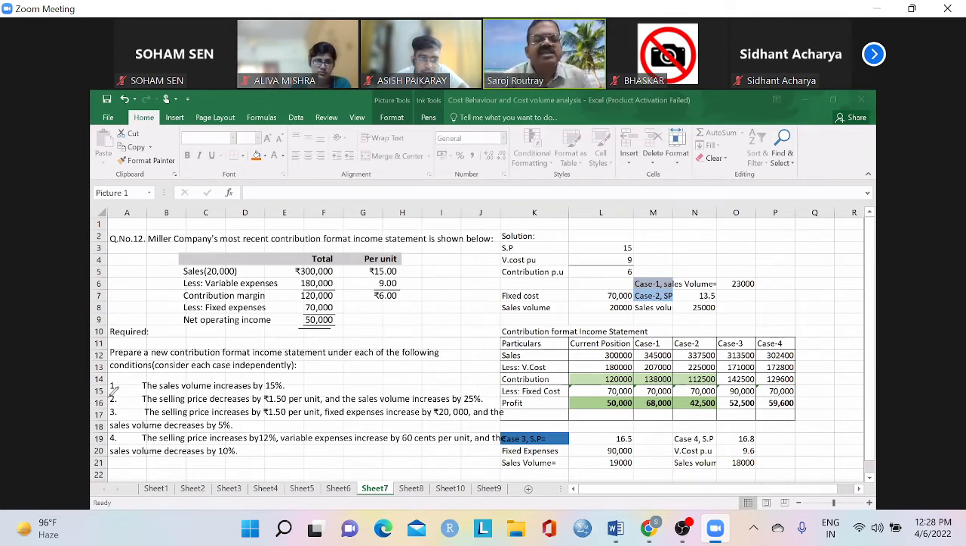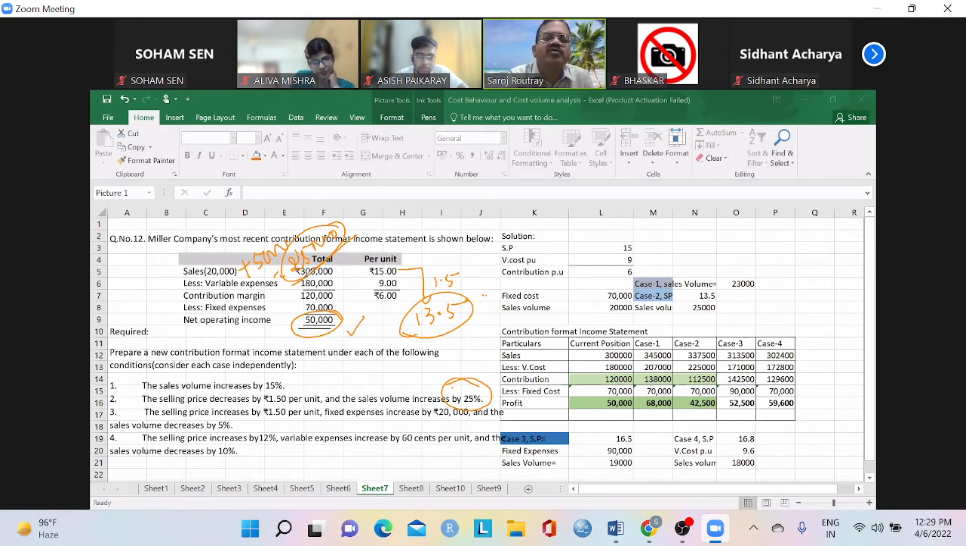Second case is saying that selling price decreases by 1.50. It is very obvious that if you decrease the selling price, your sales volume will increase, by 25%. So this 20,000 will increase by another 5,000 and become 25,000. So there are two changes: one, selling price decreased, and two, volume increased. We have to see whether it is profitable for the organization, whether it increases the profit or not.